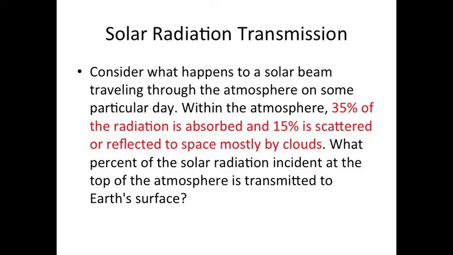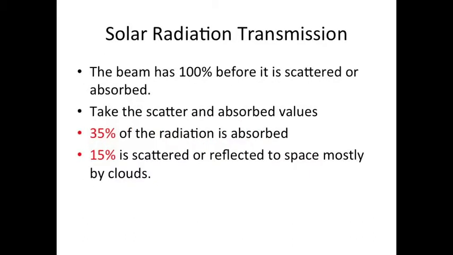So for this question, 35% of the radiation is absorbed and 15% is scattered or reflected to space, mostly by clouds. Keep in mind, again, maybe in future questions, that these percentages can change. But for this question, it's 35% and 15%. So the beam coming from the sun is at 100% before it is scattered or absorbed. Take the scattered and absorbed values.